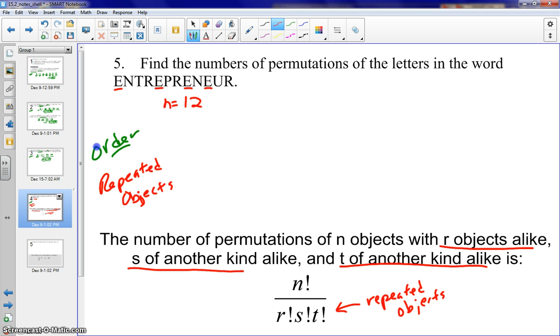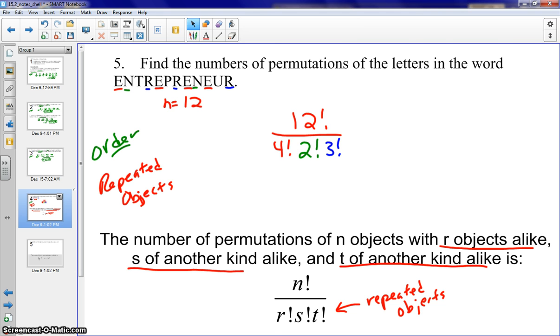So if we're going back to example 5, the total number in the numerator would be 12 factorial. Now we have to go through and see, okay, E was repeated 4 times, so that's our first repeated letter. Then we also have N, which is repeated twice, so that's 2 factorial. And our last repeated letter would be R, and that occurs 3 times, so that would be over 3 factorial.